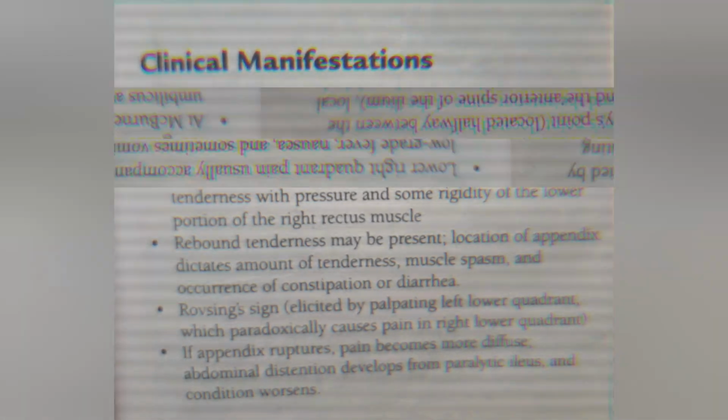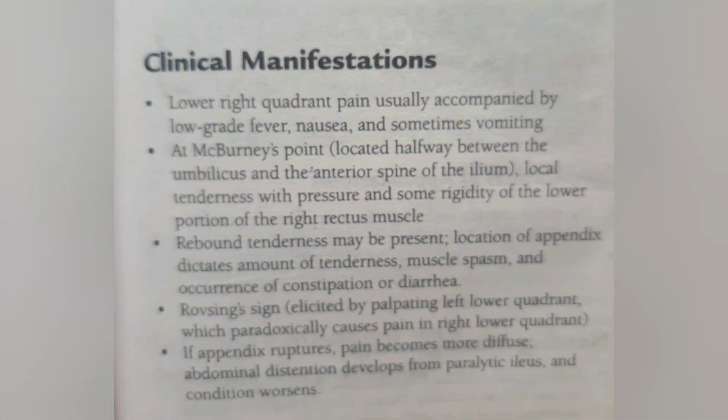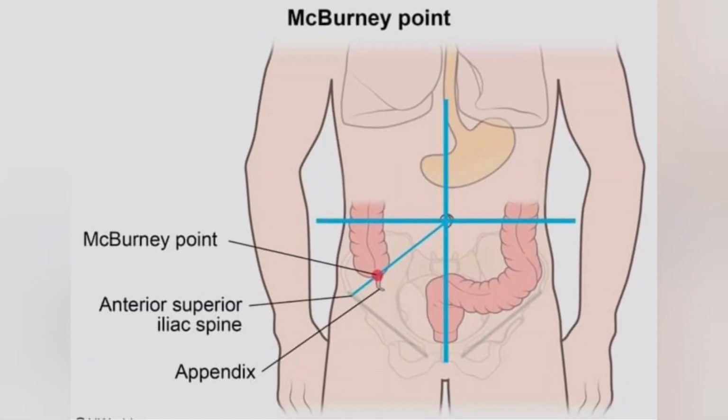That is, when we touch the right quadrant of the patient, there is too much pain. Next, Rovsing sign is present. That is, if we touch the left quadrant, the pain is felt in the right quadrant of the patient. In the picture, you can see the McBurney point, which is located halfway between the umbilicus and the anterior spine of the ilium. At this point, the patient feels pain.